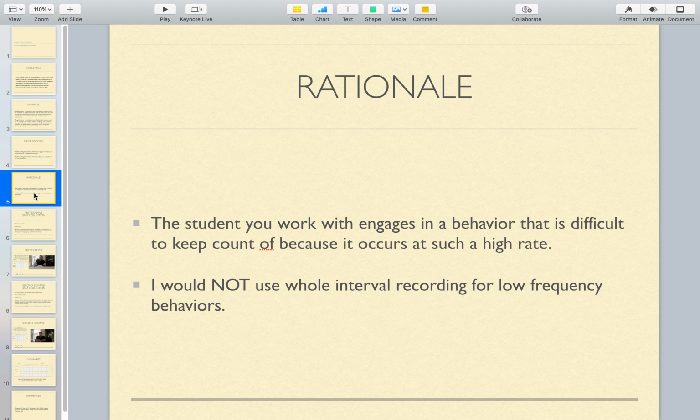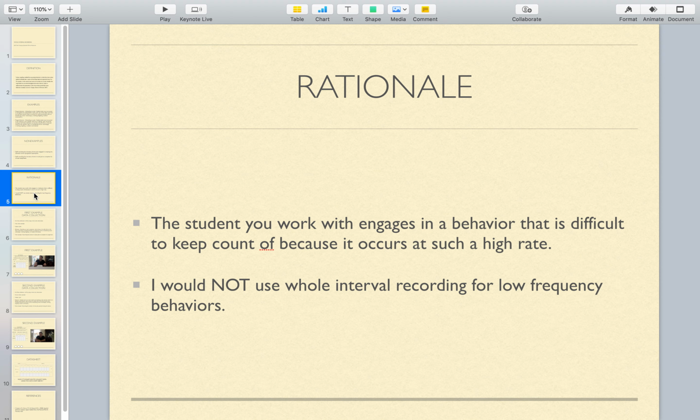So the rationale: the student you work with engages in a behavior that is difficult to keep count of because it occurs at such a high rate. So a lot of times recording this is challenging to do with just the teacher. Most of the time they'll ask a paraprofessional to come in to help record the data because the teacher is trying to give a lecture. It's really challenging to stop every couple of seconds to record a behavior or even to catch the behavior when it's occurring.